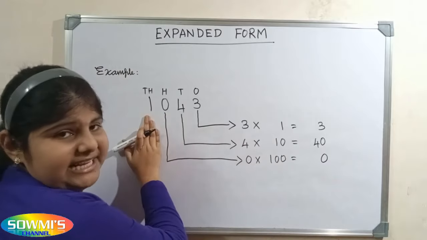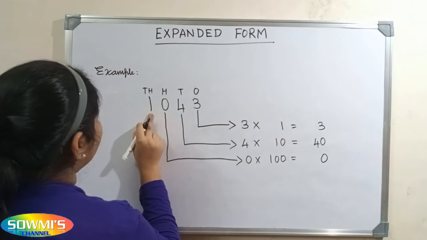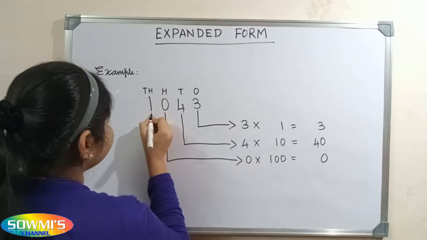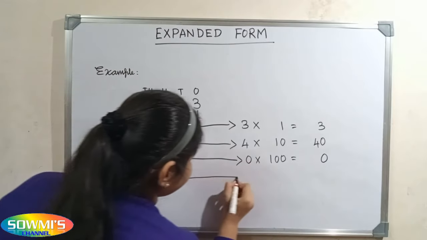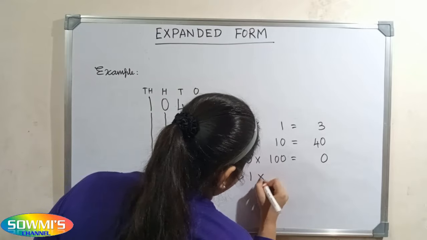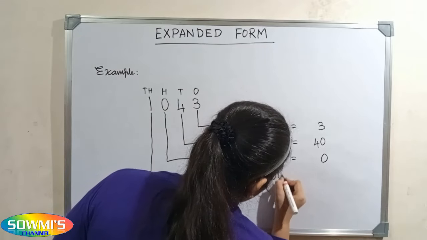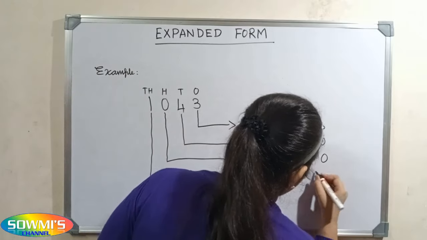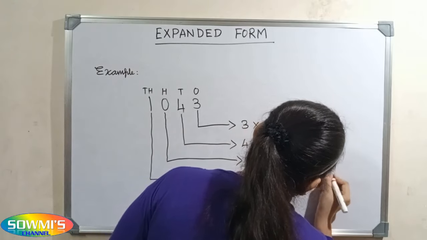Next we will find the place value of 1. 1 is in the thousands place. So the place value of 1 is 1 multiplied by 1000, which is 1000.